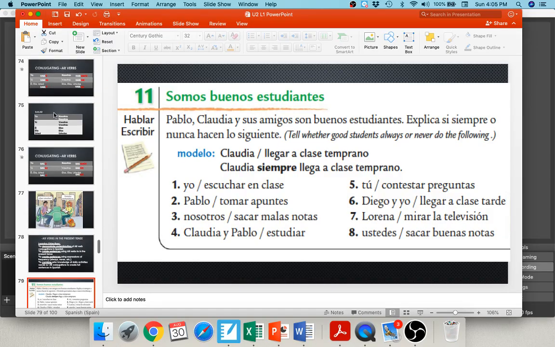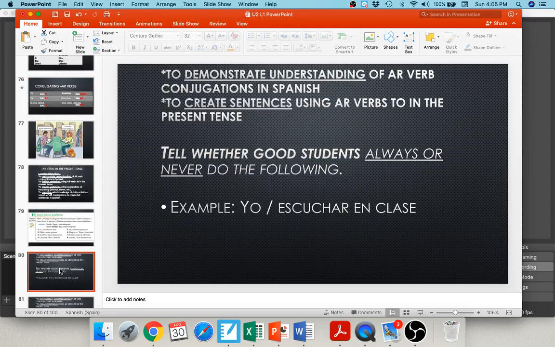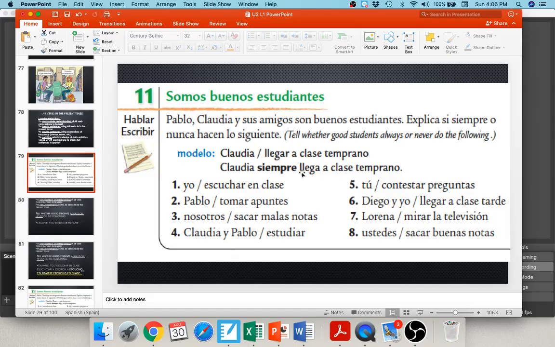We know that Claudia would be she in this case. We're using our bottom left box. And our appropriate AR ending here would just be the letter A. So we're going to say that Claudia siempre llega a clase temprano. And you see here, they took off the AR and they added an A. Claudia siempre llega a clase temprano.